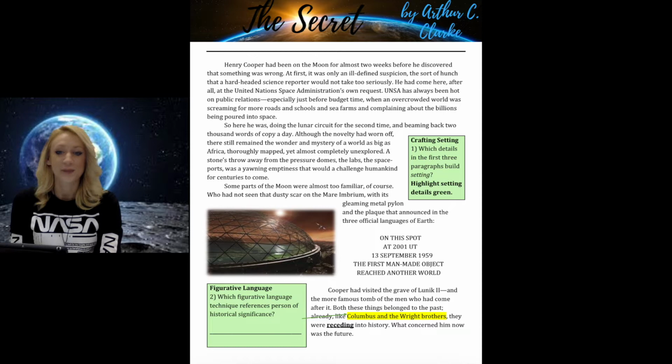Okay, here we go. The Secret by Arthur C. Clarke. Henry Cooper had been on the moon for almost 2 weeks before he discovered that something was wrong. At first, it was only an ill-defined suspicion, the sort of hunch that a hard-headed science reporter would not take too seriously. He had come here, after all, at the United Nations Space Administration's own request. UNSA had always been hot on public relations, especially just before budget time, when an overcrowded world was screaming for more roads and schools and sea farms and complaining about the billions being poured into space.